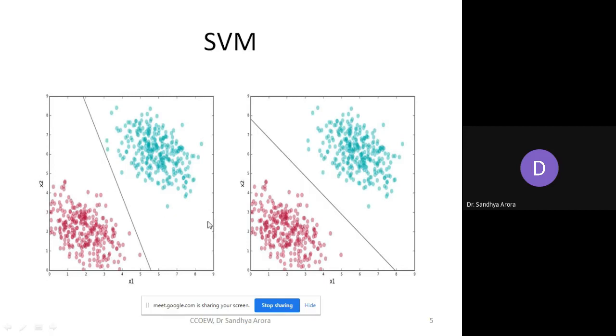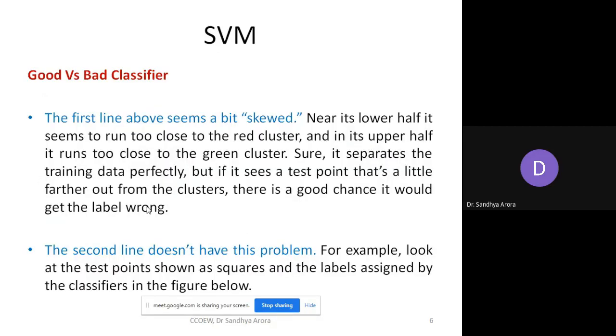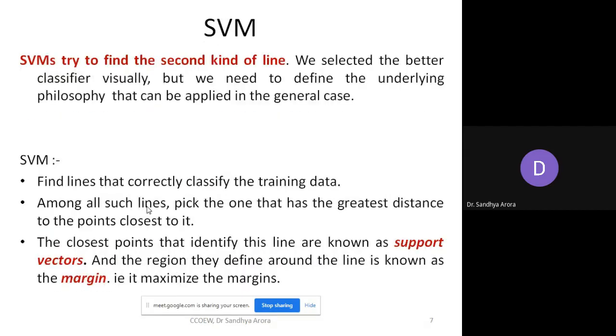Okay, so a neural network will simply classify your data, but it will not say anything about taking the optimal line which has maximum margin to the support vectors. Neural network doesn't say anything about it. A neural network is not an optimized algorithm, whereas SVM is. So SVM tries to find the second kind of line. We selected the better classifier visually.